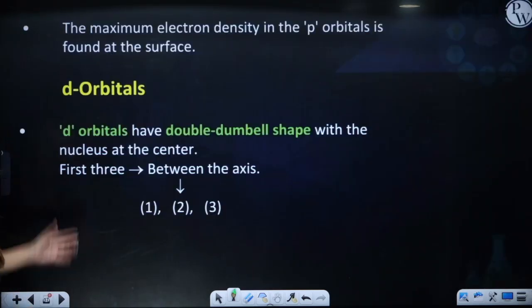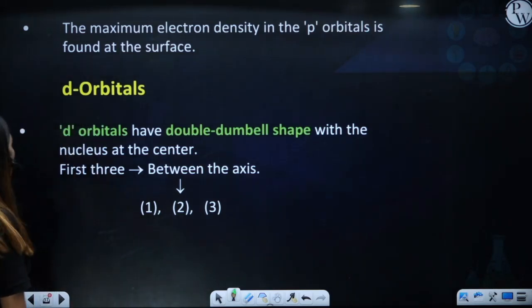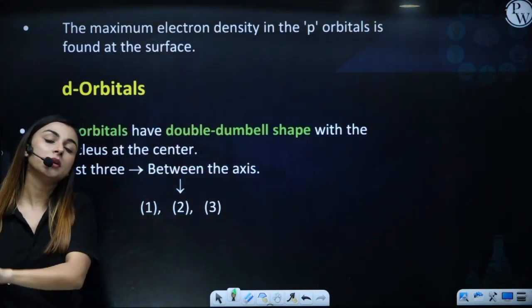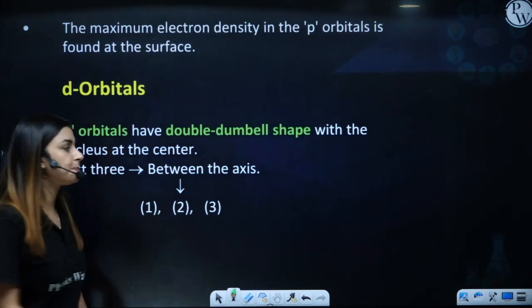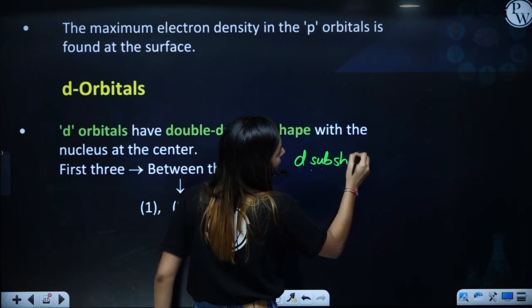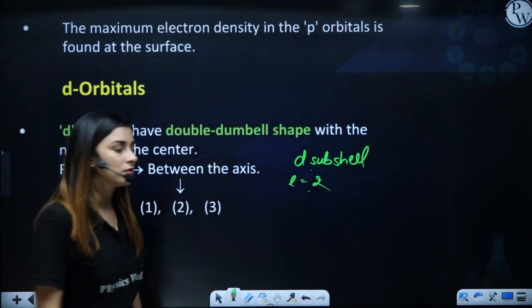Now let's move forward. Now we are going to study about the different shapes of the D subshell. D orbitals have double dumbbell shape. And how many D orbitals are present in a D subshell? I know that, ma'am, L is equal to 2. I know the number of orbitals.